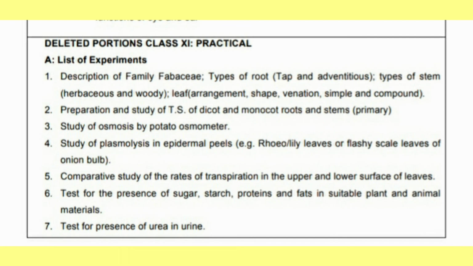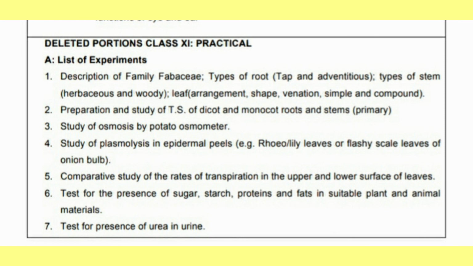Test for the presence of starch. Okay, the biochemistry part. Sugar, protein and fat in suitable plant and animal material. It is deleted. Test for the presence of urea in urine is deleted, but the test for the sugar in urine is not deleted. Test for the presence of bile salt in urine is deleted. From the urine part, two activities are deleted: urea and bile salt.